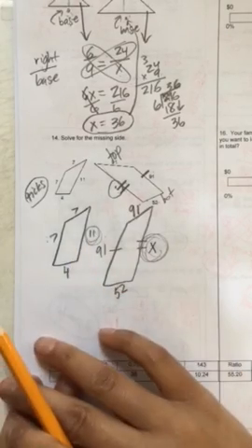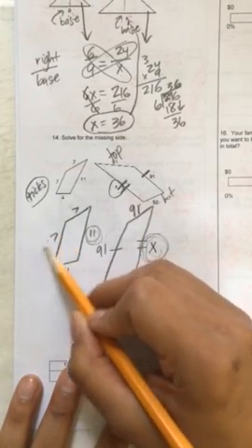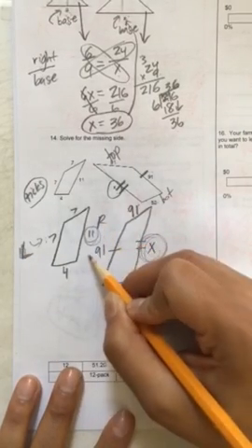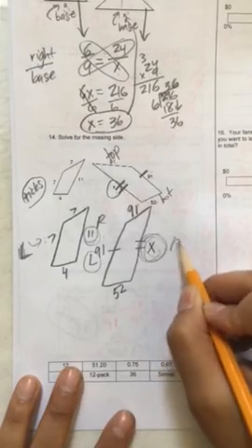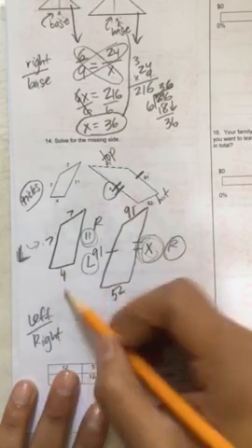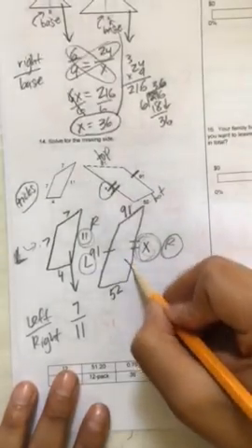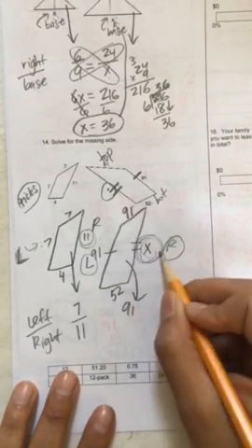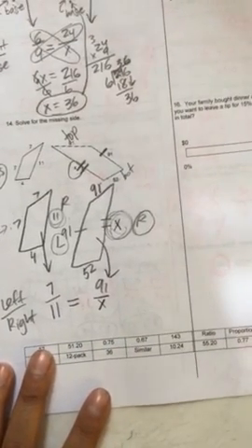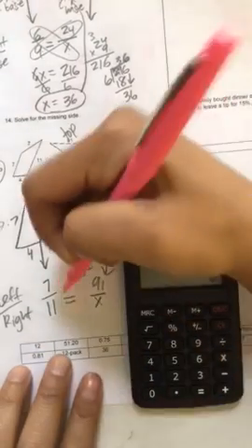But right now, let's just go ahead and say, all right, let's just do left and right because that'll be easy. So we can call this side the left side, and this is the right side. So we're comparing left over right. The left side is 7, and the right side here is 11 for this figure. For this figure, the left is 91, and the right here is x. These numbers are a lot bigger. Just to save time, I will go ahead and use my fancy calculator. Okay, we can cross multiply.